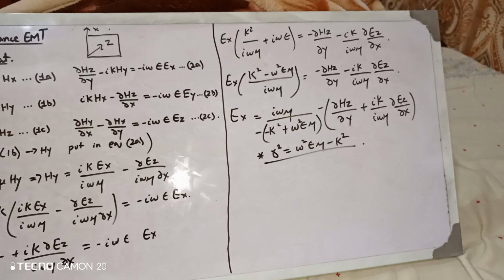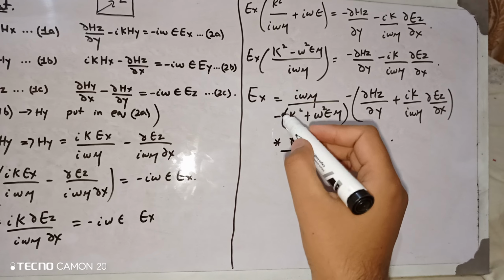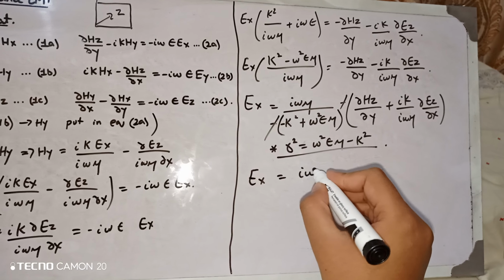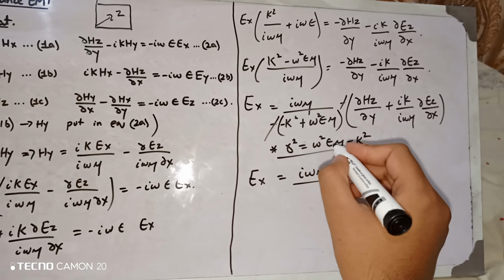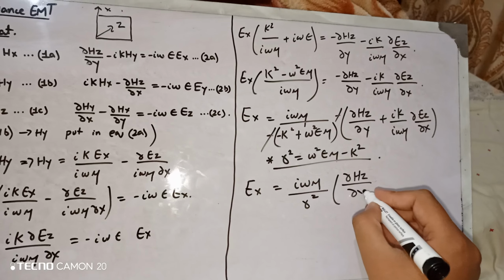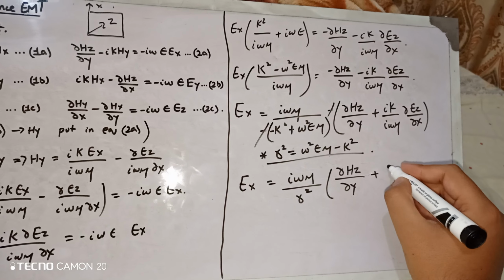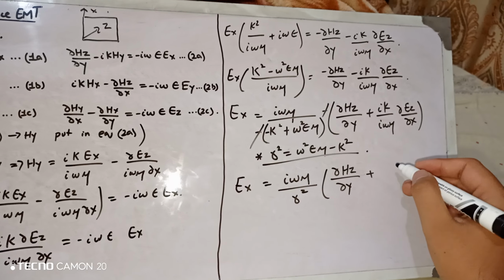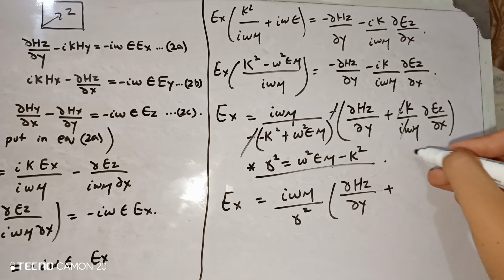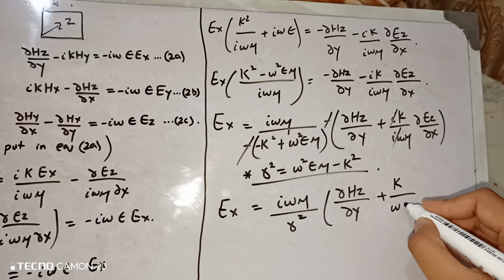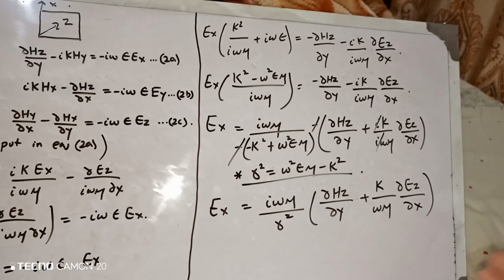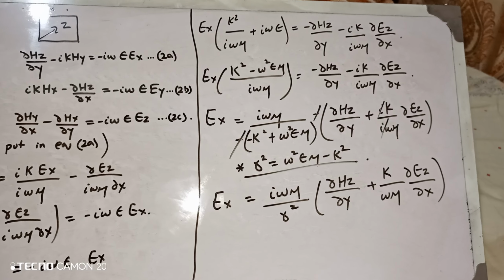Okay, so what you have to do here, you can see this minus now cancels with this minus. You will only be left with Ex, which equals iota omega mu divided by this. I told you that this becomes r square. So partial Hz by partial y plus, you can see here, this iota cancels with this, you will be left with k by iota mu partial Ez divided by partial x. So this is your final expression of Ex.